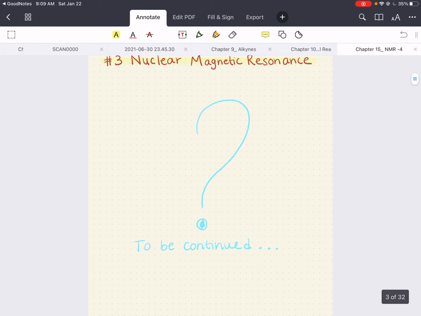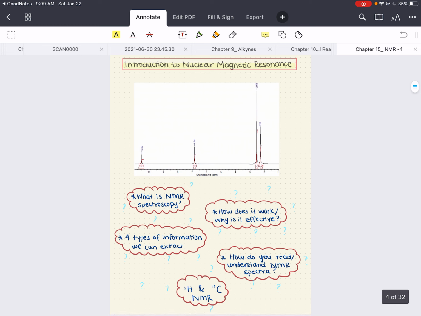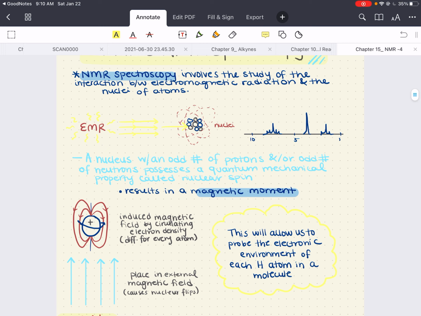Now, another very important tool for chemical identification is nuclear magnetic resonance. This whole chapter is dedicated to all the intricacies of this technique. We are going to cover what NMR spectroscopy is, how it works, the 4 types of information we can extract from an NMR spectra, and how to read and understand NMR spectra for carbon-13 and hydrogen-1. Essentially, at its core, NMR gives information on the environment in which the nuclei of atoms are found in molecules and compounds.